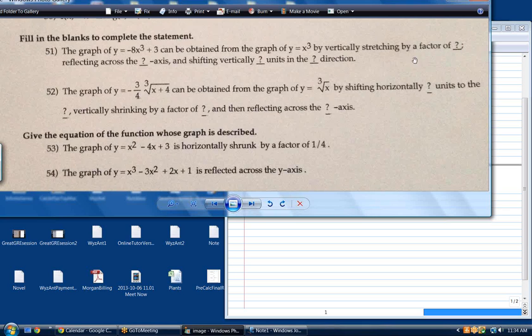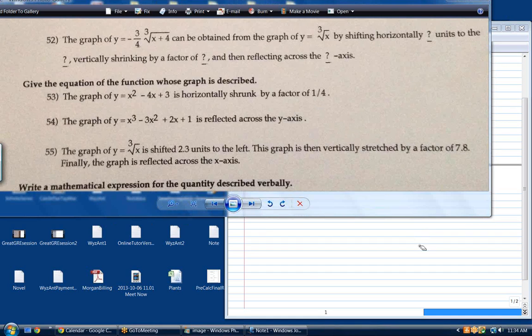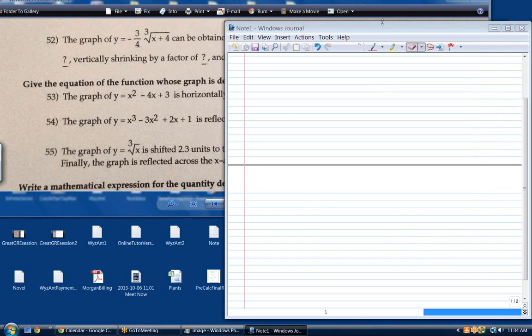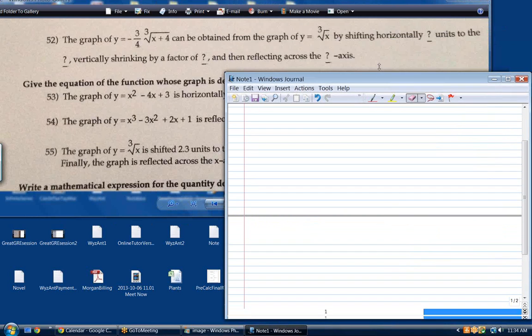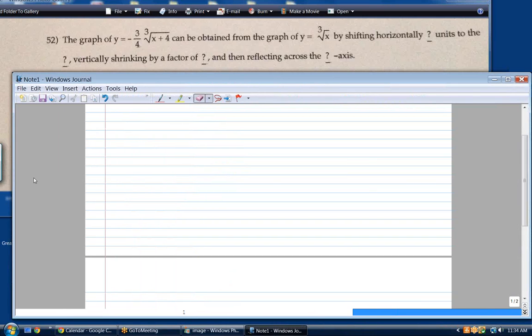Yeah. Okay. And reflected across the x-axis and shifted vertically plus 3 units up. Yes. Okay. Let's look at 52. 52 is a little bit unusual in that it is not a function that we're that familiar with. It's the cube root function.